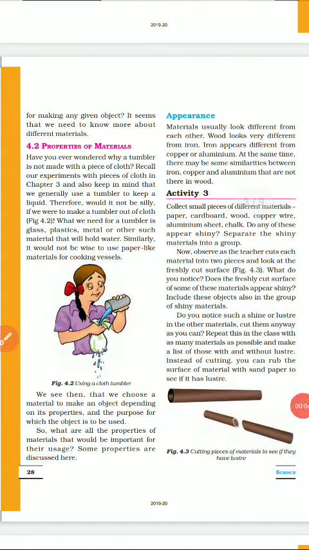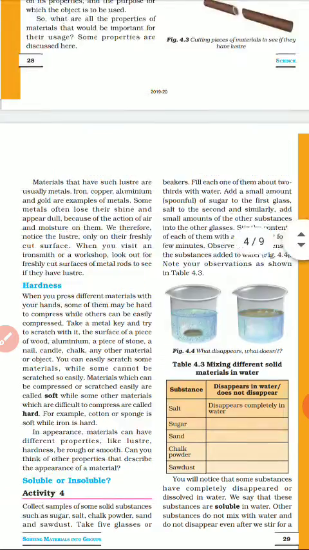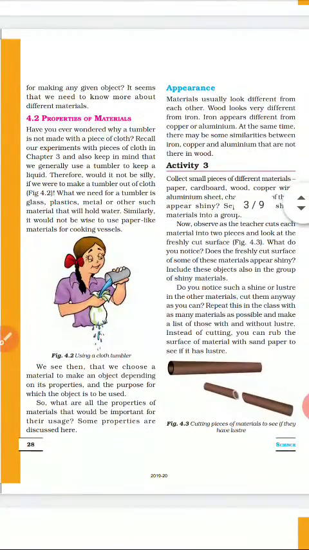In this video we are going to study grade 6 chapter 4, page number 28 and 29. Up in page number 29 we will cover up till hardness. So let's begin the topic, properties of material.